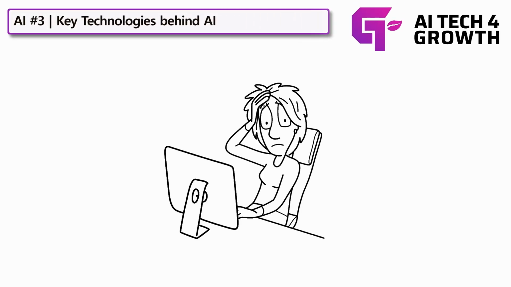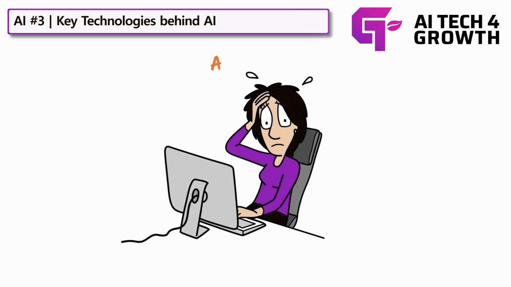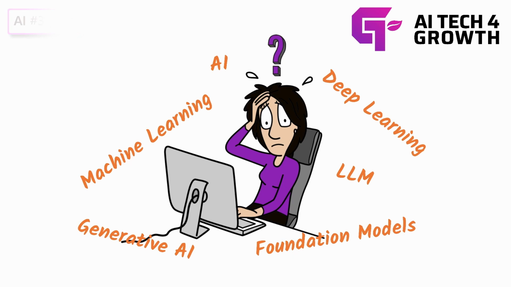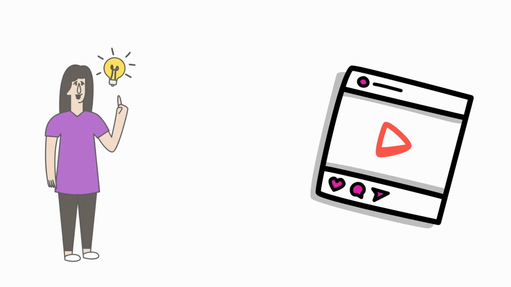AI is everywhere, but what do terms like machine learning, deep learning, and foundation models actually mean? And how do they connect to AI? Lisa hears these words all the time, but they feel vague and confusing. If you feel the same way, you're not alone. By the end of this video, you'll have a crystal clear understanding of AI's key technologies.